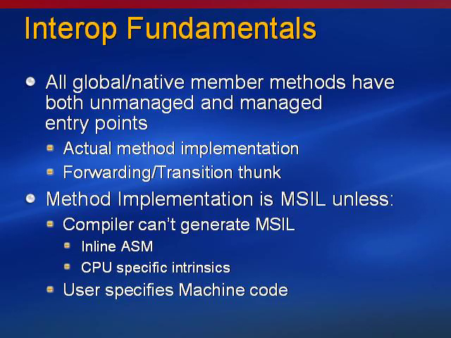One of these entry points is going to be your actual method implementation. The other is going to be a forwarding or transition thunk that just does the appropriate transition and then calls into the actual method implementation. Your method implementation is almost always MSIL. The only cases where it's not are when the compiler can't generate the MSIL because you've done inline assembly or a CPU-specific intrinsic, as I mentioned before, or if you specifically say that you want machine code implementations for that particular function. You do that with the #pragma unmanaged pragma, which specifies that for the code block you're surrounding with it, you want that implementation to be all native code.